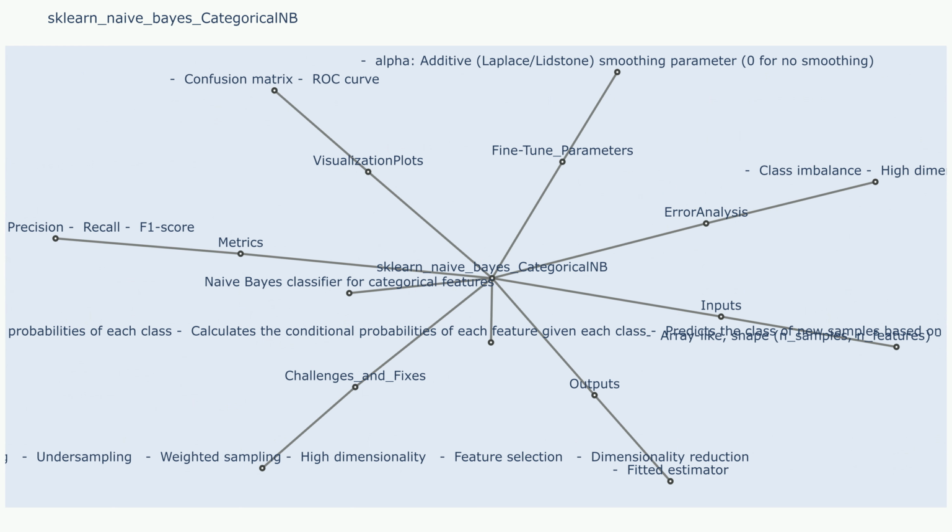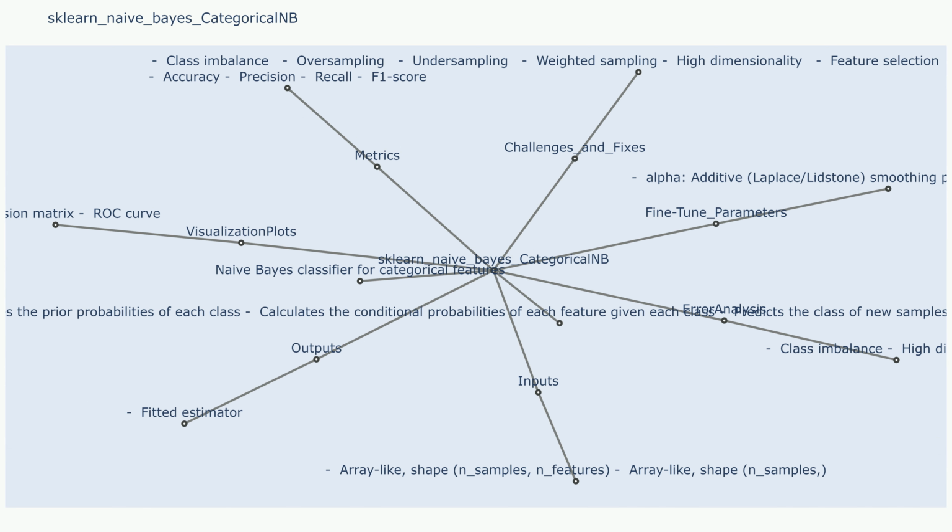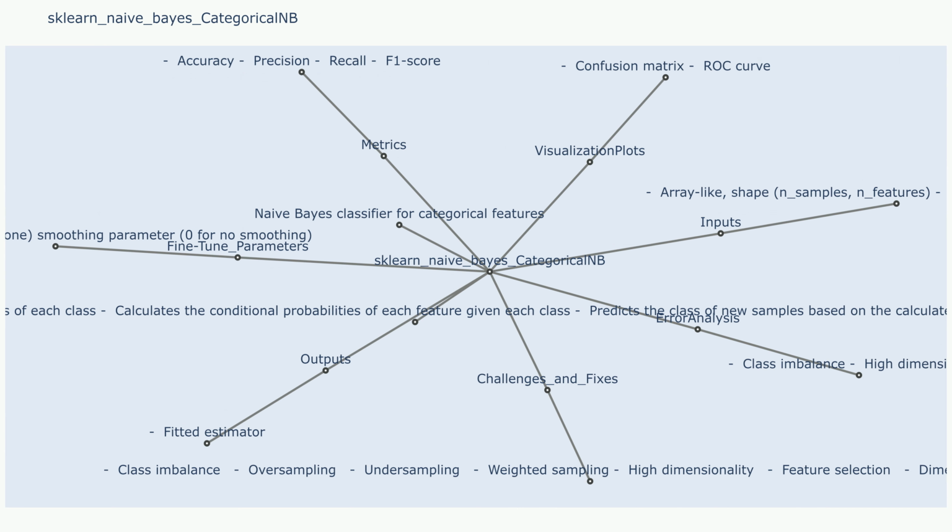Fine-tune parameters. Alpha, a smoothing parameter that helps prevent overfitting by adding a small value to the counts of each feature value. A larger alpha value implies stronger smoothing. Uncertainty methods. Confidence scores. CategoricalNB can provide confidence scores for its predictions, indicating the probability of the predicted class being correct. Challenges and fixes.